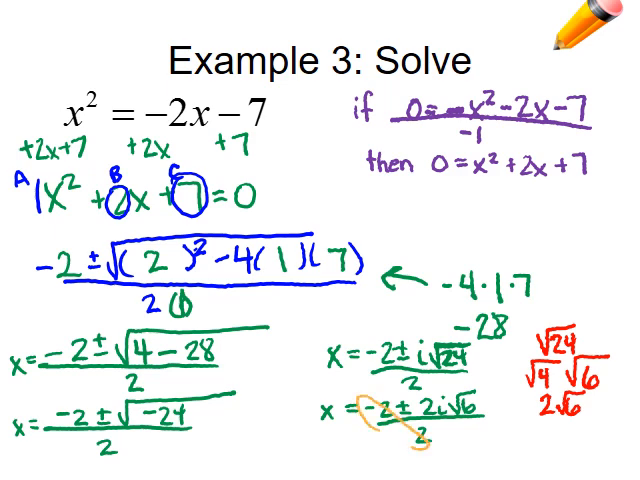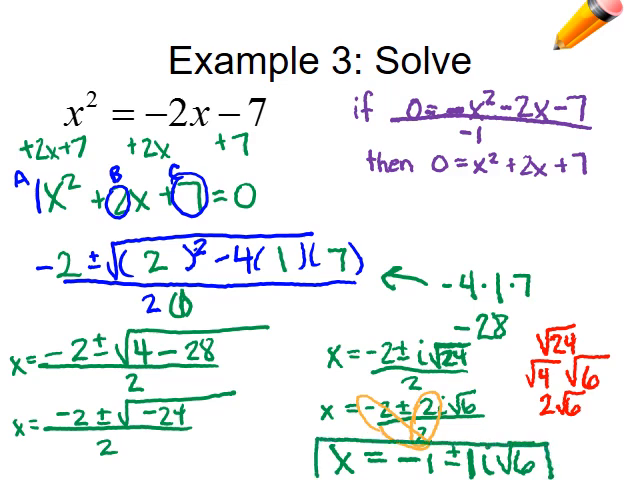Now if I take a look, both of these fractions reduce. So my final answer is x equals negative 1, because of negative 2 divided by 2, plus or minus 2 divided by 2 is 1, an i, and a radical 6. If you don't include that second one, that's okay. This becomes our final solution.